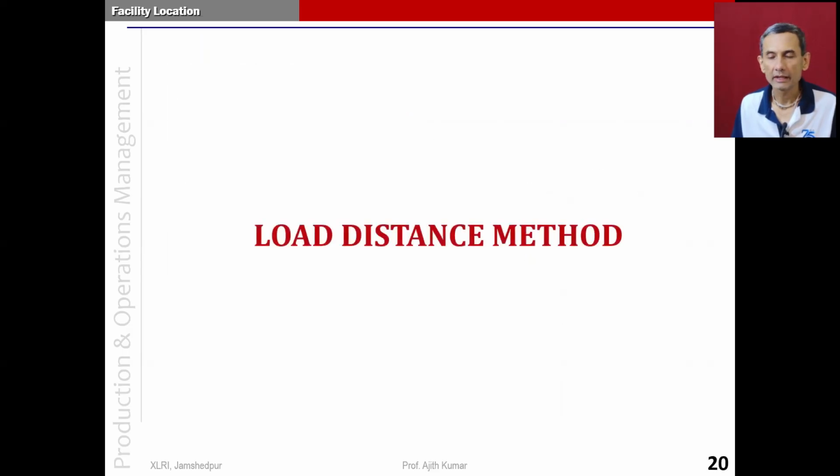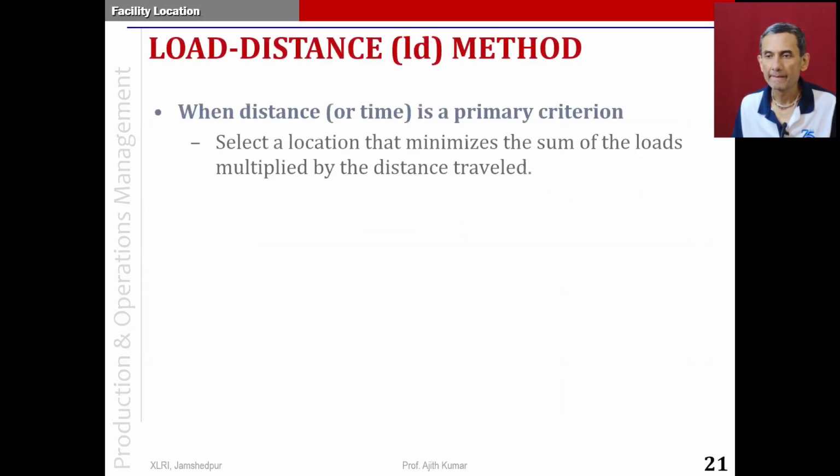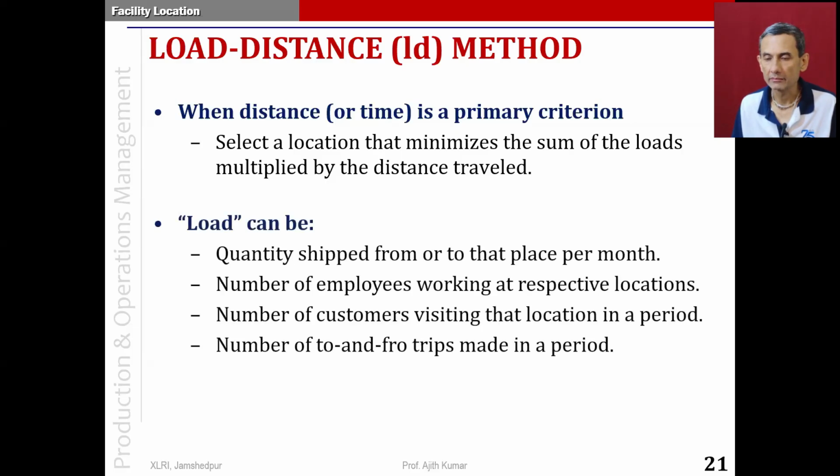The third method that we will look at is the load distance method. In the load distance method, the distance or time is a primary criterion. So we select a location that maximizes the sum of the loads multiplied by the distance traveled or time traveled. Here, the word load can be any of these kinds of things, like the quantity shipped, number of employees working at locations, number of customers visiting that location, number of to and fro trips made in a period, similar to the kind of criteria we had for the weight centroid method.